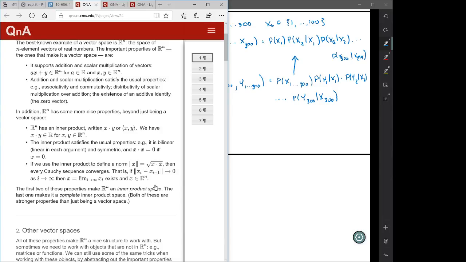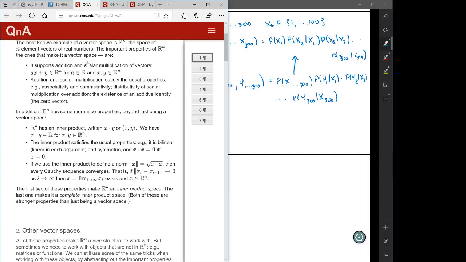A Cauchy sequence is a sequence of vectors that keep getting closer and closer together. So the distance between xi and xi plus 1 goes to 0 as you go farther and farther forward in the sequence. And so that's a Cauchy sequence. And converges means that there's a limit of that sequence, and that limit is itself a real valued vector, right? So these are all properties that people use all the time about Rn.